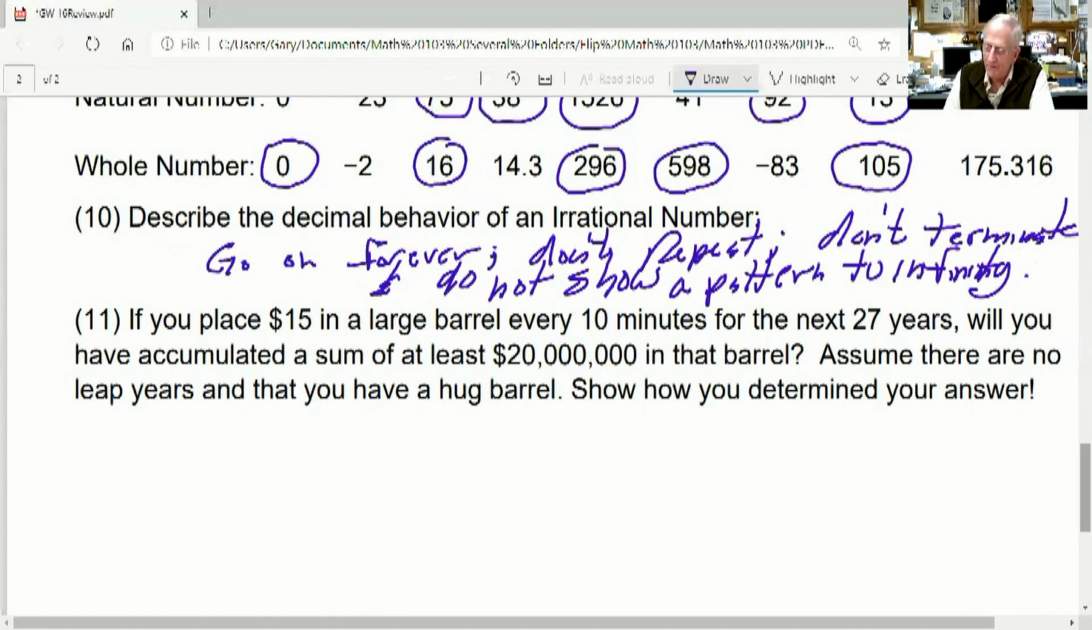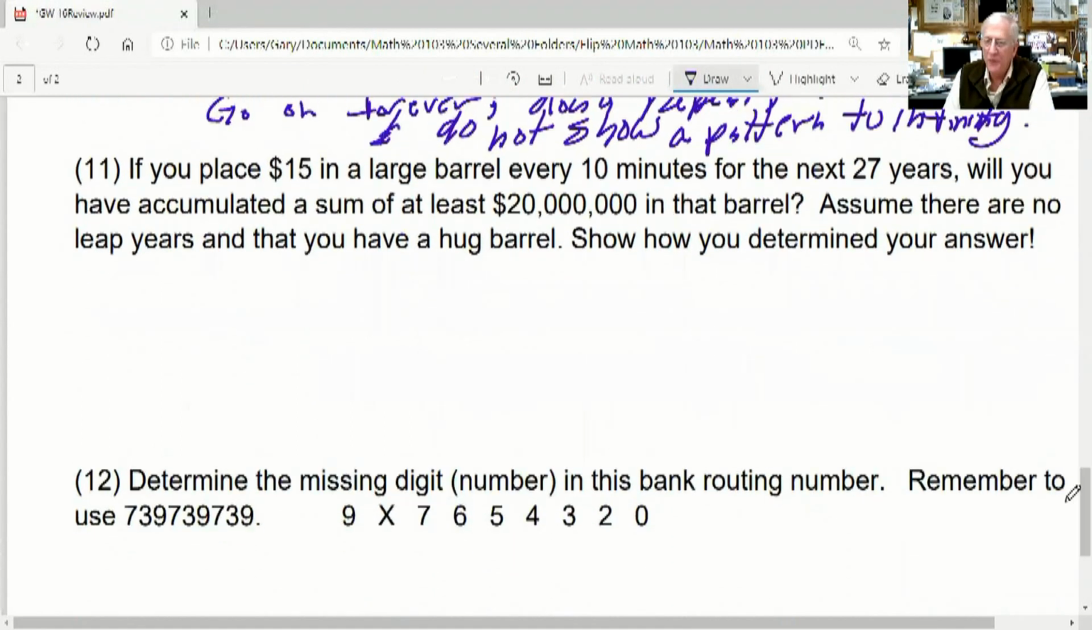Well, let's see. If you place $15 in a large barrel every 10 minutes for the next 27 years, will you have accumulated a sum of at least $20 million in that barrel? Assume there are no leap years and that you have a huge barrel. Show how you determined your answer.